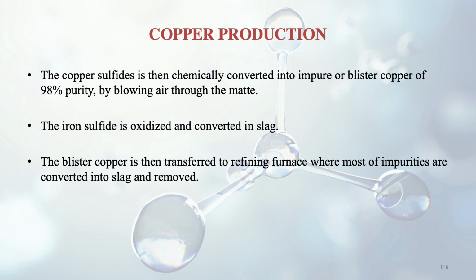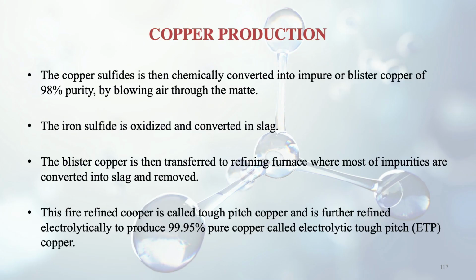So after separating the blister copper and the iron sulfide, the separated blister copper is transferred to the refining furnace, where most of the impurities are converted into slag and removed. So again slag is there and it is further removed. So refining is going on. This fine refined copper is then called the tough pitch copper and is further refined electrolytically also. So the refining is done in various steps.